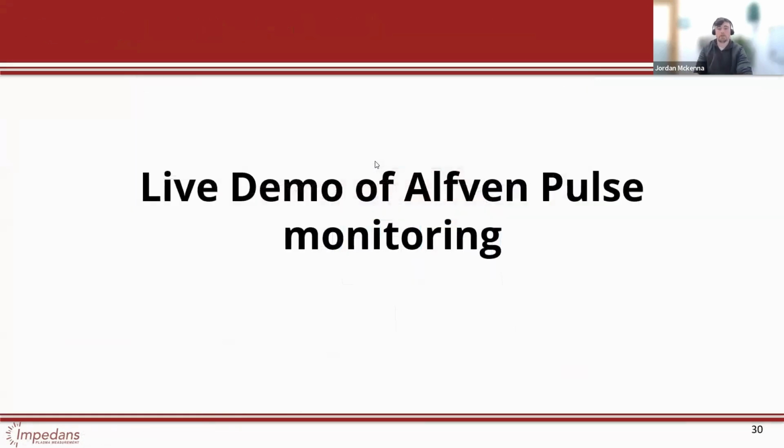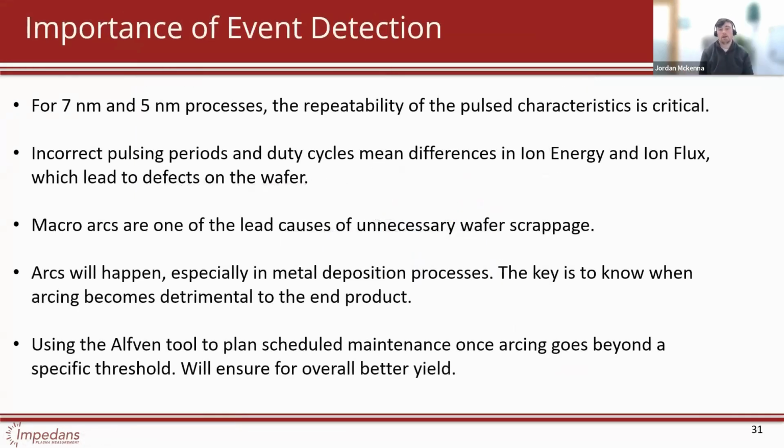And yeah, so we kind of covered a lot there, and I know I spoke a lot, but I suppose, why is this important? Why do we care about events? Why do we care about arcing? Why do we care about pulsing? So for 7 nanometer, 5 nanometer processes, the repeatability of the pulse characteristics is critical. I mentioned this a little bit earlier, but incorrect pulse and periods of duty cycles means differences in ion energy and ion flux, which lead to defects on the wafer.